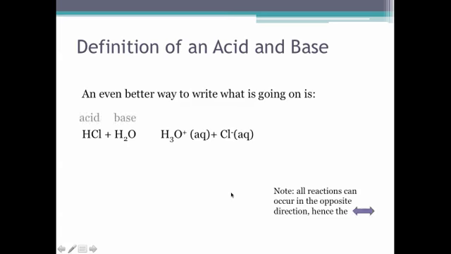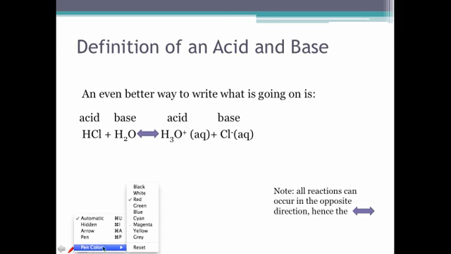Now, there is one slightly better way to portray what's going on with acids and bases, and it's this one here. It's not that much different to the previous example I gave you. Here's my HCl. Here's my acid. Here's my base, the water. It gives up a proton, and of course it forms hydronium ion here as before, and chloride ion here as before. However, it's important to realize that the reactions here with these acids and bases actually go in both directions.